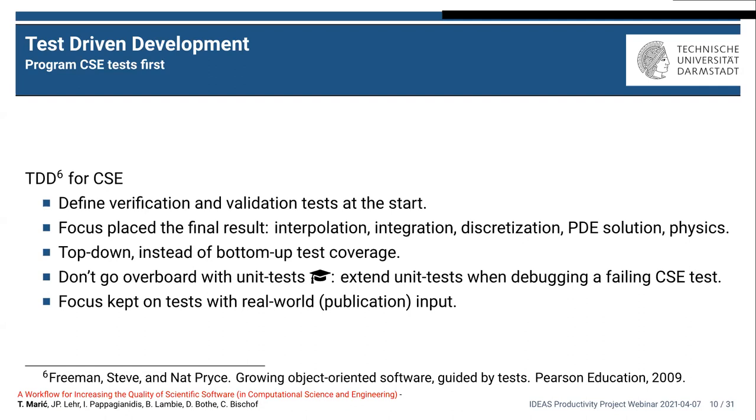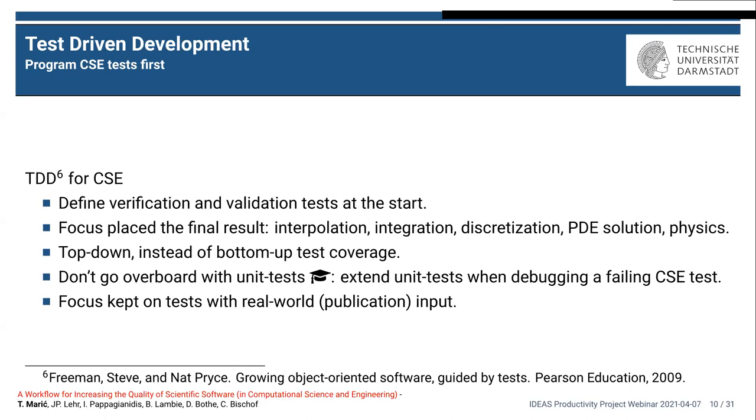Okay, thank you. So let's move to test-driven development. Test-driven development is usually something that people think about when they're writing software somewhere in industry, but it turns out it can be at least roughly applied also on scientific software with a huge amount of benefit. Test-driven development means defining your tests at the start. So not starting to program your scientific libraries that do some algorithms, but instead we define verification and validation test cases at the beginning. And this places the focus on the final result.